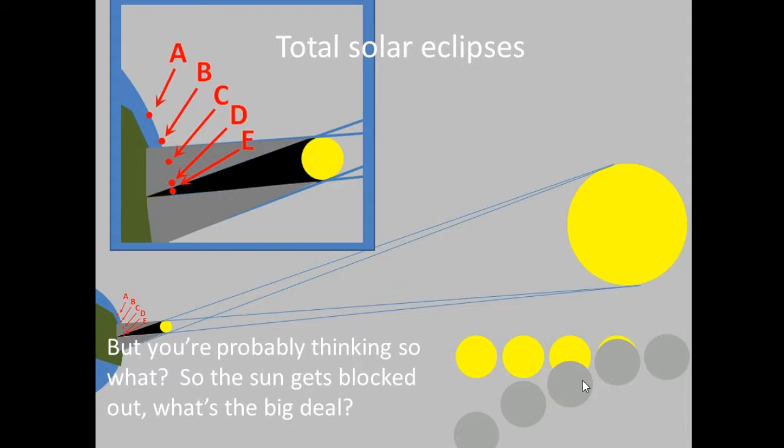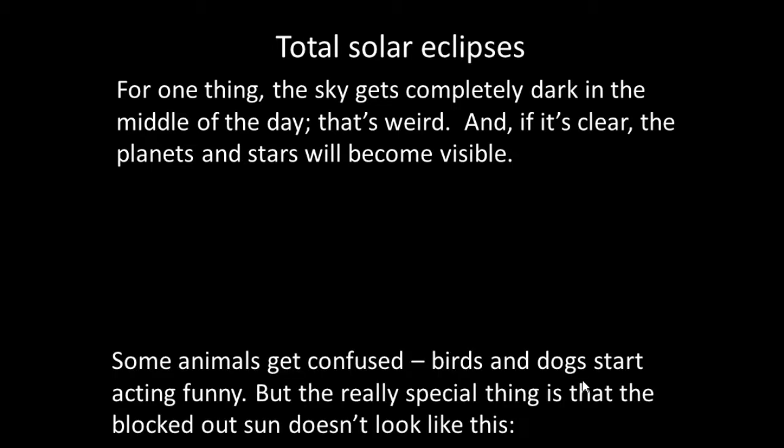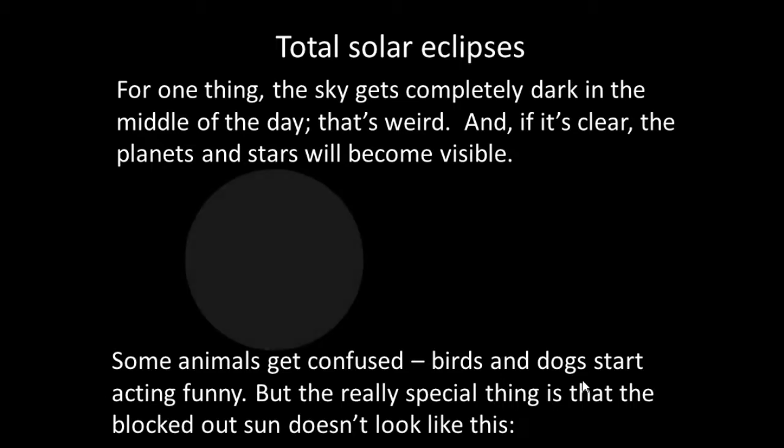But you're probably thinking, so what? So the sun gets blocked out. What's the big deal? For one thing, the sky gets completely dark in the middle of the day. That's weird. And if it's clear, the planets and stars will become visible. Some animals get confused. Birds and dogs start acting funny. But the really special thing is that the blocked out sun doesn't look just like that.